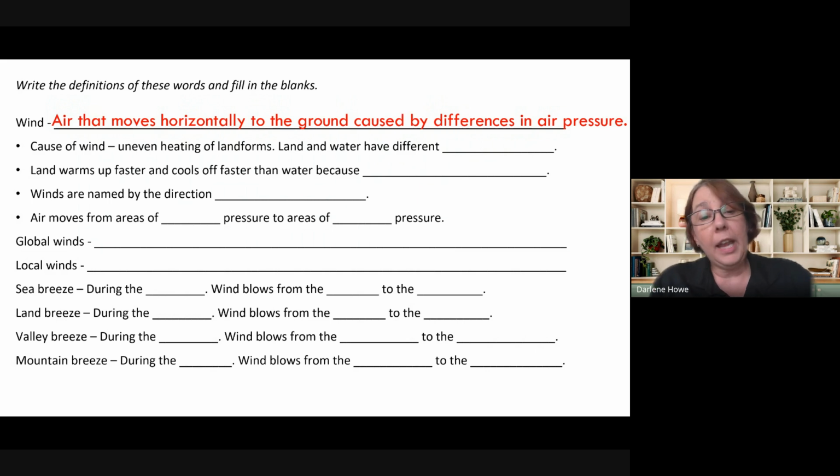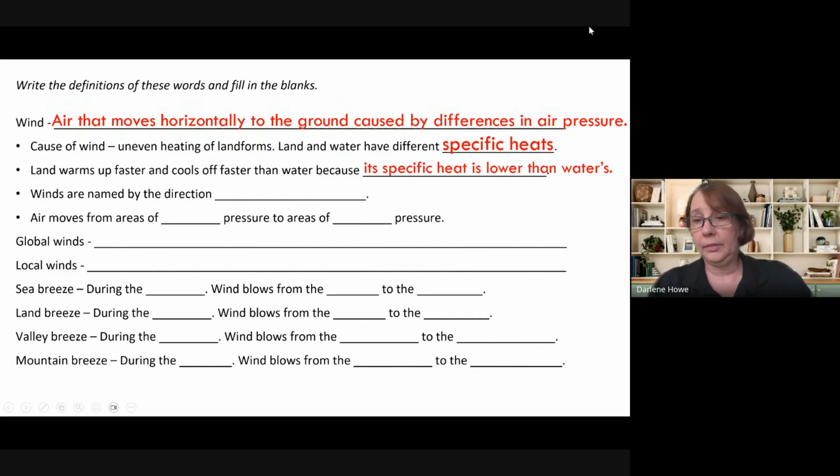Cause of wind, uneven heating of landforms. Land and water have different what? What is the special scientific term of why land and water heat up at different rates? It's because they have different specific heats. Water has a very high specific heat. It takes a longer time to heat up and a longer time to cool down. Land has a very low specific heat. It heats up quickly, but it also cools off quickly. Land warms up faster and cools off faster than water because its specific heat is lower than that of water's.